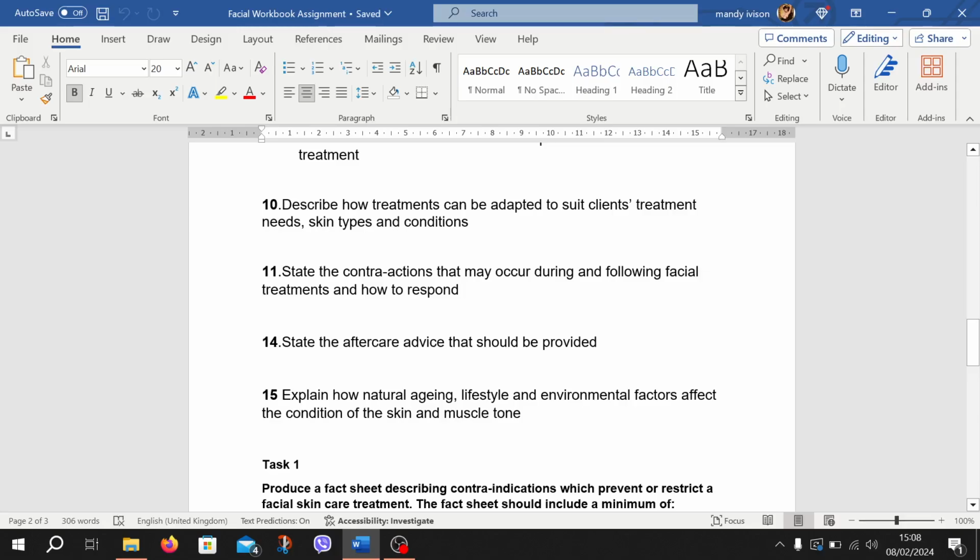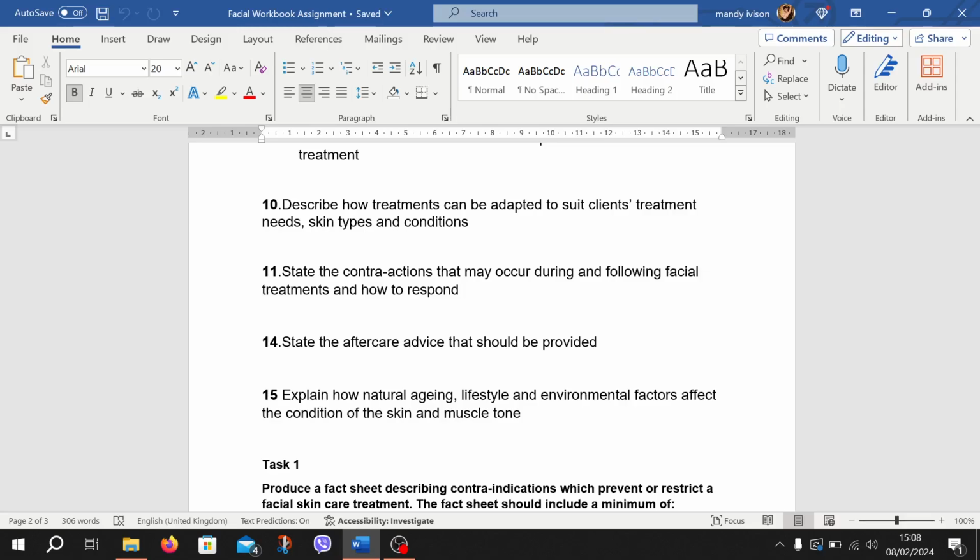So the next question is asking describe how treatments can be adapted to suit clients' treatment needs, skin types, and conditions. So let's have a think. Say you've got a client who is product sensitive, which means they're going to be allergic to certain ingredients. Say they've got a nut allergy, you would make sure that you've got no products that contain nuts.